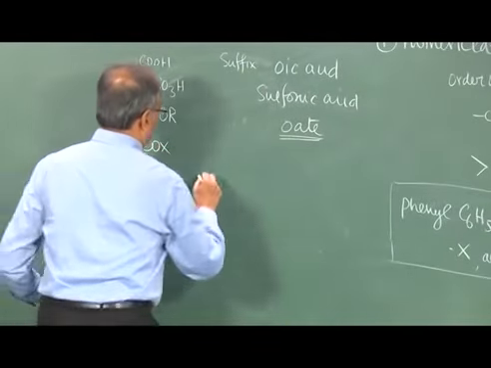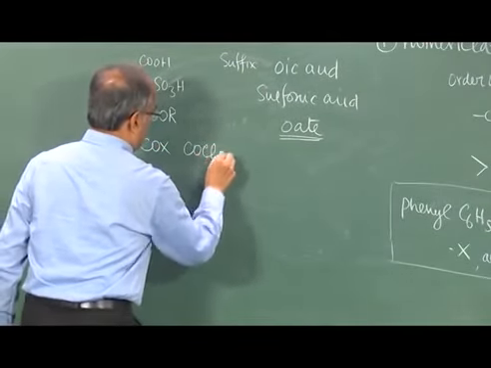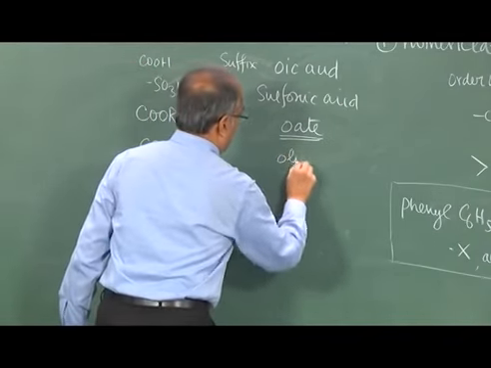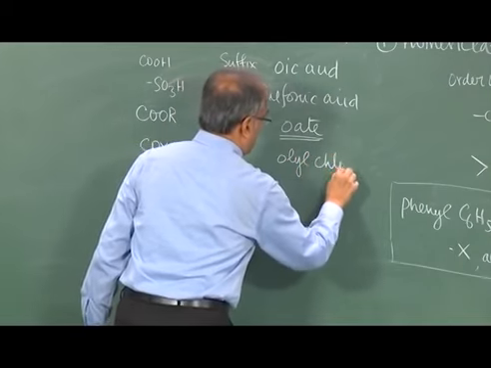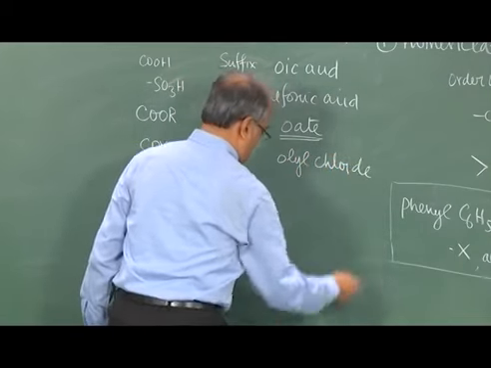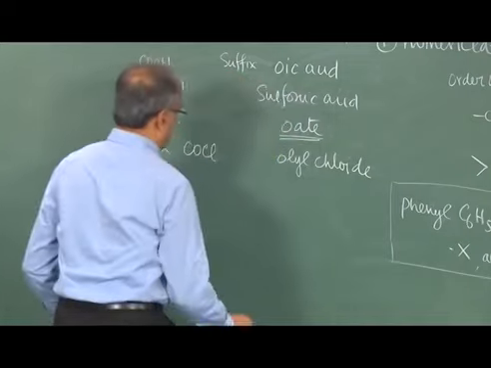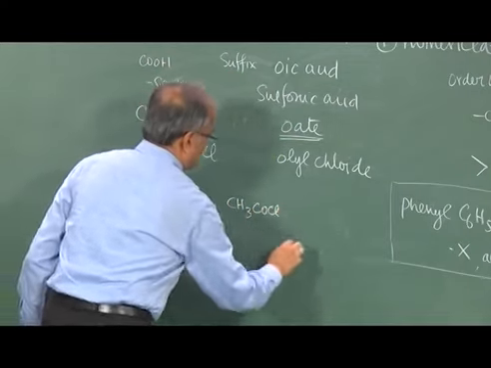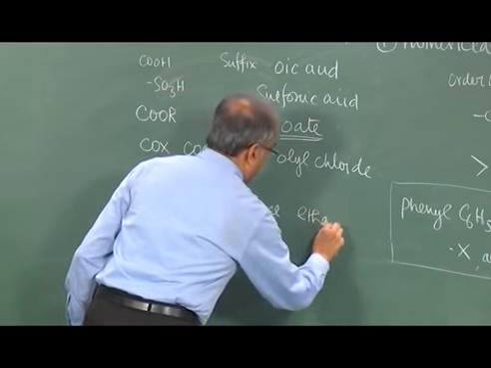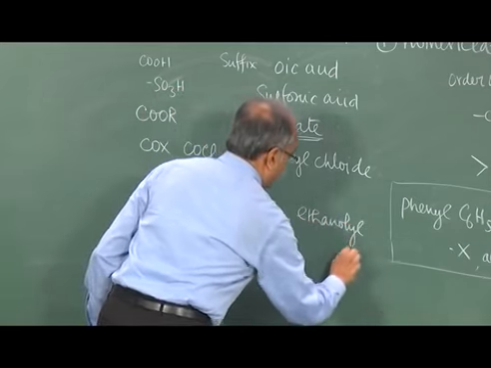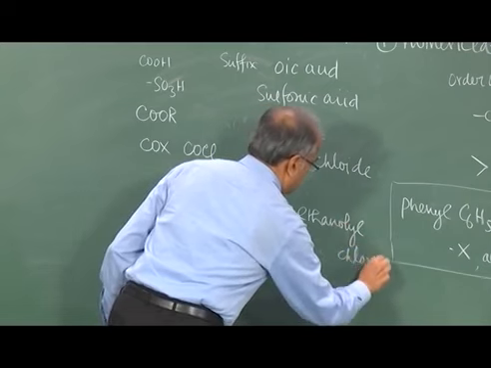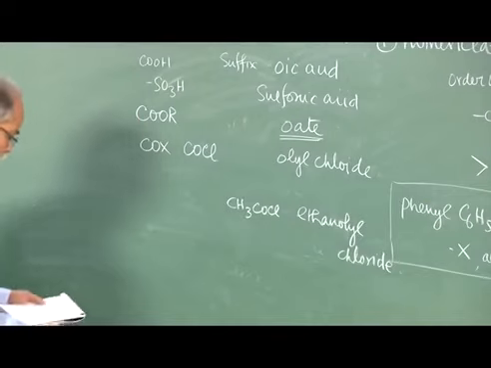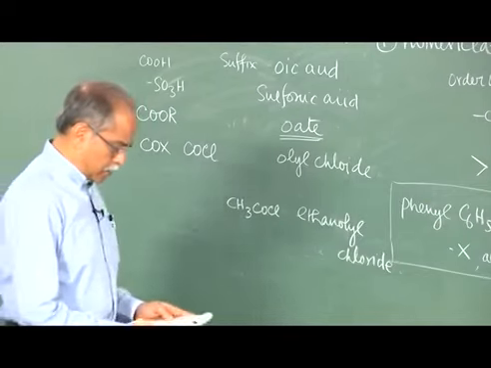COX, let us say for example COCl, a carbonyl acid chloride, this would be "oyl chloride". If you consider this, it would be ethanoyl chloride. Propanoyl chloride, butanoyl chloride, and so on.